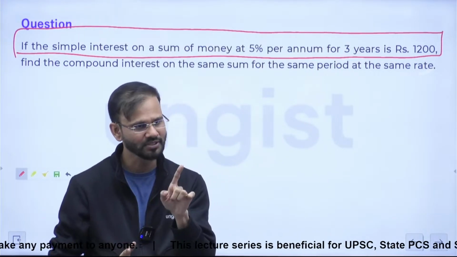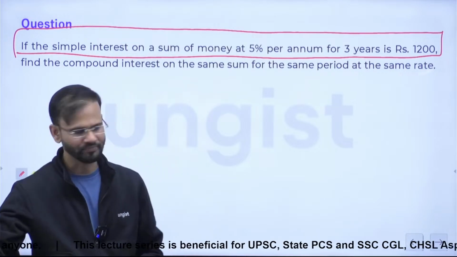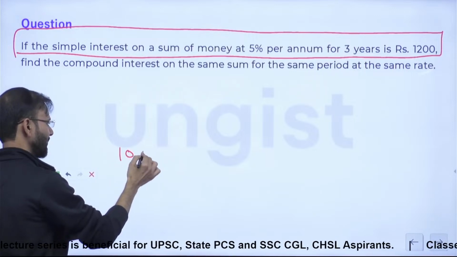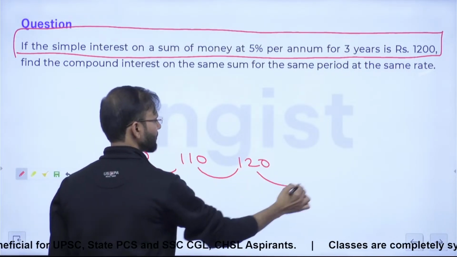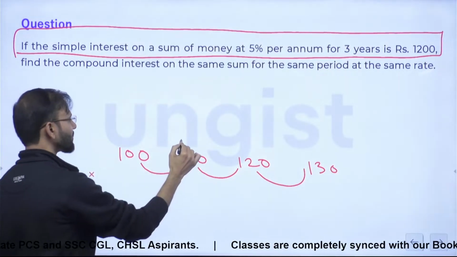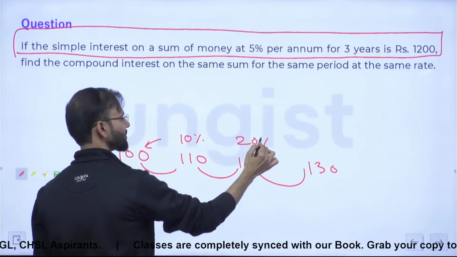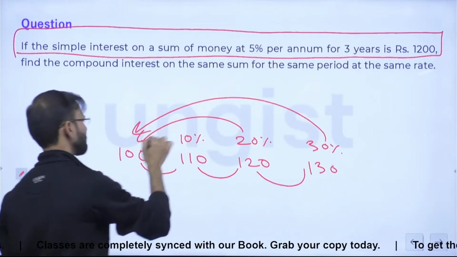Sir, first tell me what is the scheme of simple interest? 5% in 1 year, so in 2 years how much? 10%. Look everybody, please understand this. Like a little while ago we took an example, right? So 100 becomes 110, then it becomes 120, then it becomes 130. I am talking about simple interest, right? So guys, this is 10% of this 100. This is 20% of this 100. This is 30% of this 100.